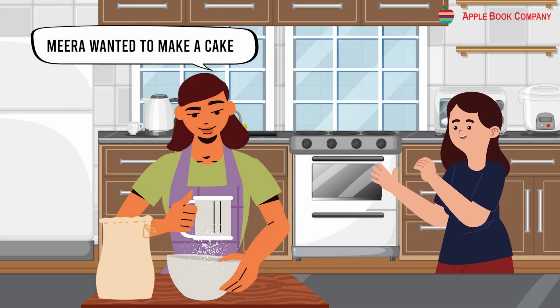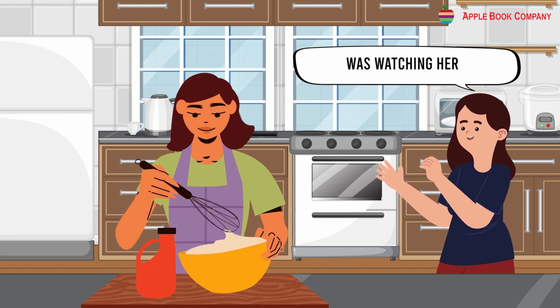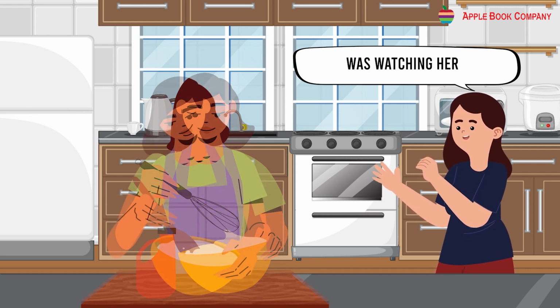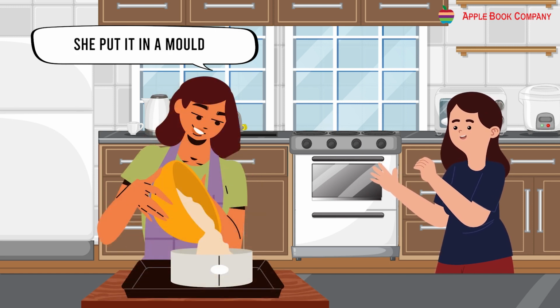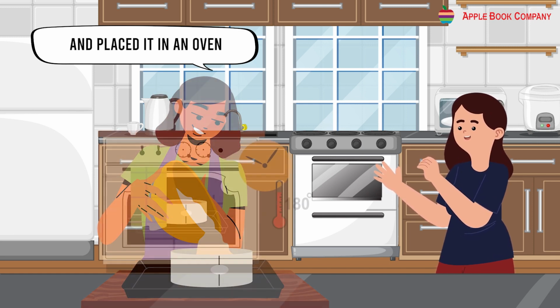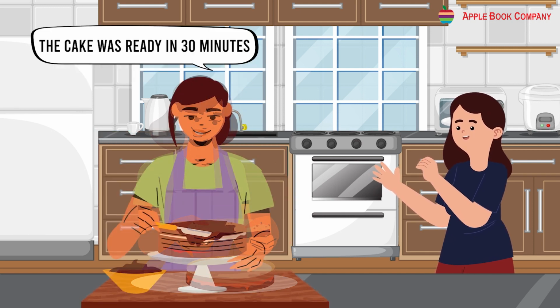On Sunday, Meera wanted to make a cake. Her sister Shanti was watching her. Meera mixed all the ingredients. She put it in a mold and placed it in an oven. She switched the oven on. The cake was ready in 30 minutes.